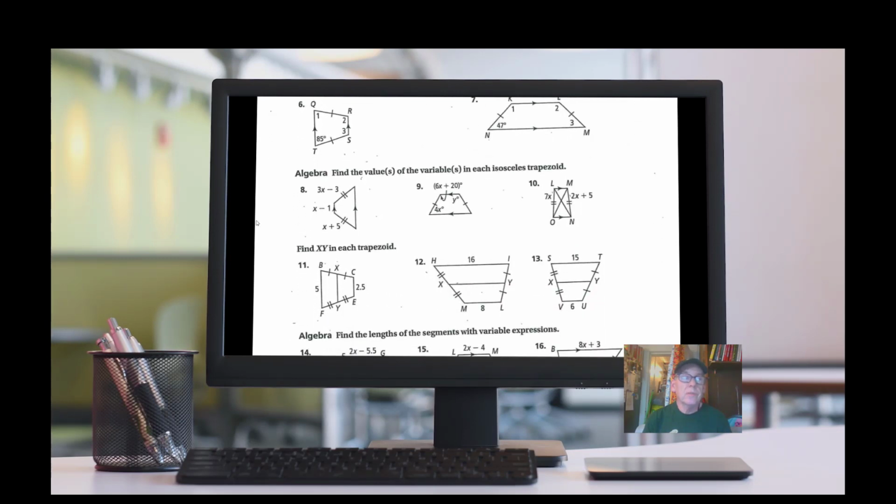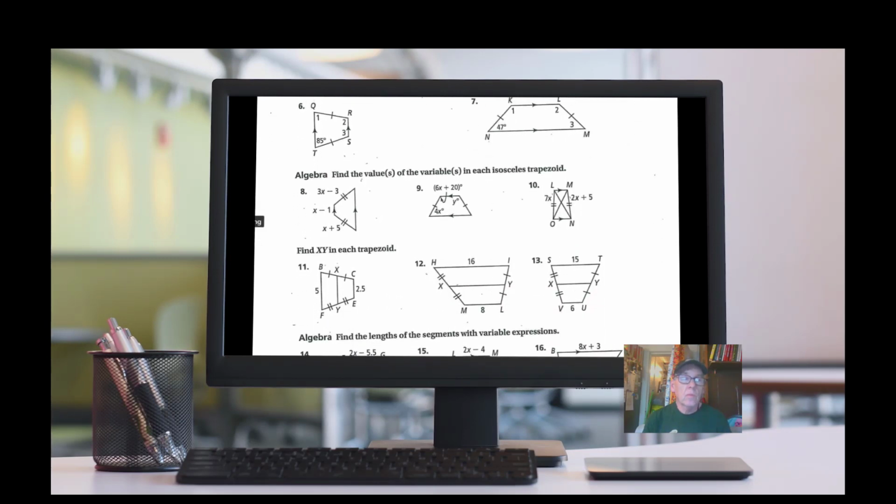Let's look at number 6. So isosceles makes 1 base angle, so it's going to be 85 degrees. Together, same side interior angles need to be supplementary. It's going to take another 95 degrees to make 180 for this linear pair. Well, not linear pair, for this same side interior angles being supplementary pair. And that means angle 2 is also going to be 95 degrees.